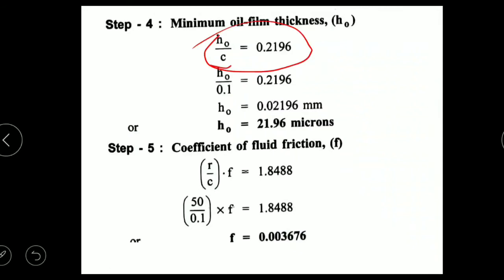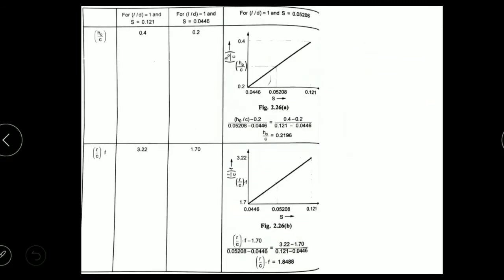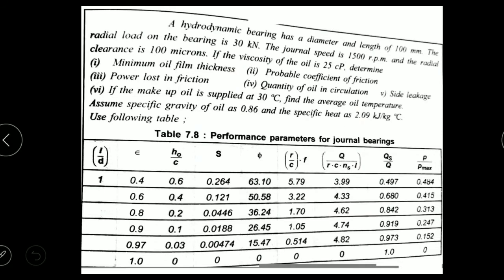So C is in micron, I have converted it into mm. So the minimum oil film thickness h0 is 21 microns. You can calculate also in mm, no problem. Clear? This first part is over from our side: minimum oil film thickness.